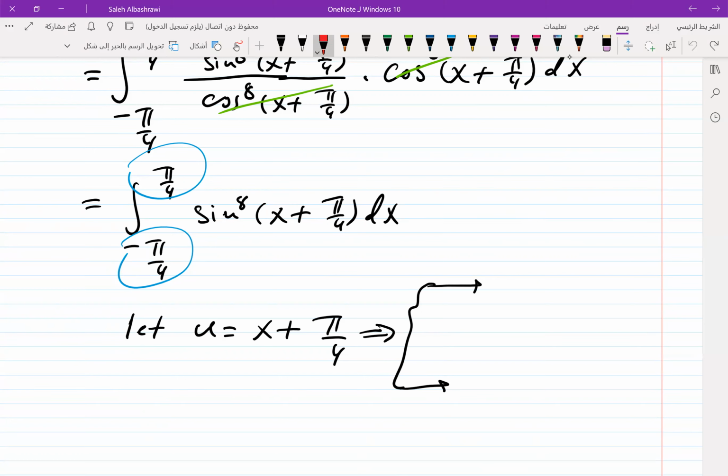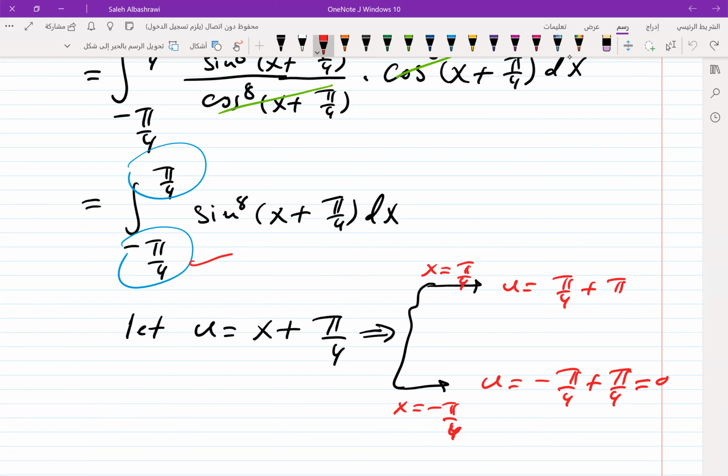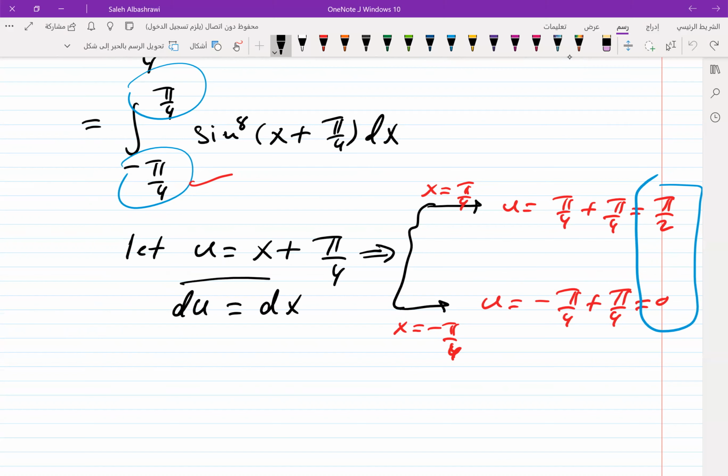Now, if x equal to minus pi over 4, the lower limit, I will have u equal to minus pi over 4 plus pi over 4, which is equal to 0. Now for the upper limit, x equal to pi over 4, u will be pi over 4 plus pi over 4, that will be pi over 2. So these are now the new limits, 0 and pi over 2. And one more thing, I need to find du. du equal to dx. These are equal.